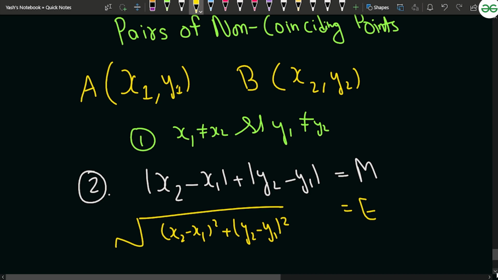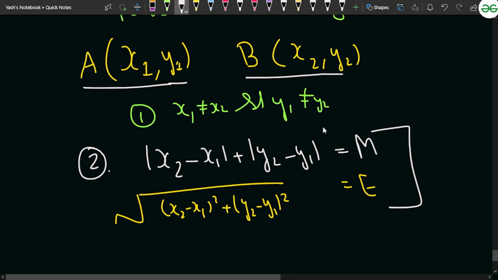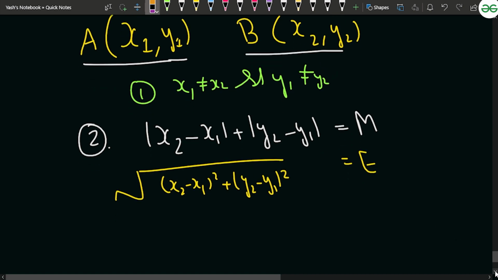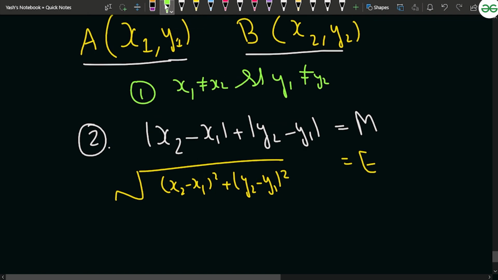Now you will be thinking, suppose you have been given the points A as x1, y1 and B as x2, y2. You can easily determine the first condition, whether x1 is equal to x2 and y1 is equal to y2 at the same time or not, whether these points are coinciding or not. But how to check whether the Manhattan distance is equal to the Euclidean distance? What you can easily observe is that these two are going to be equal only on two conditions, or rather three conditions.